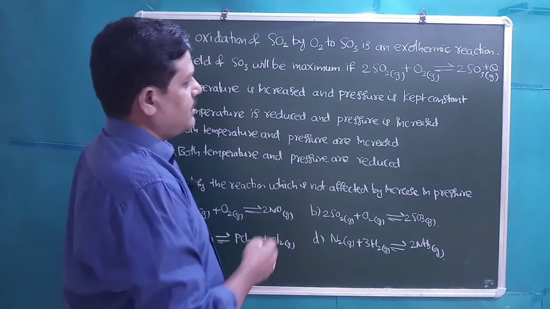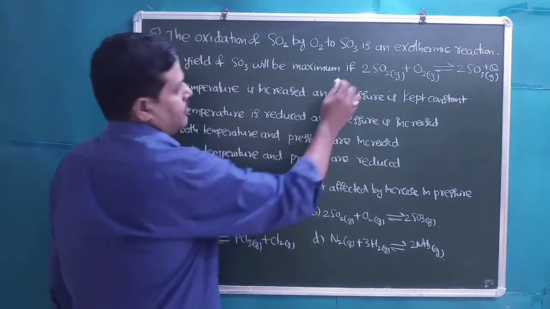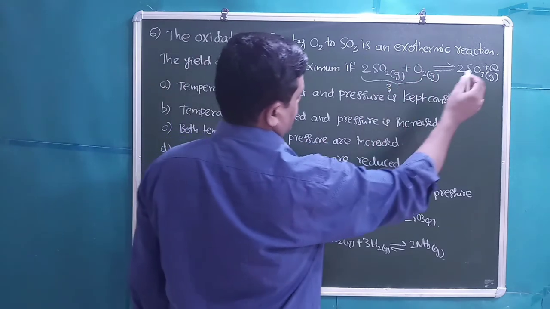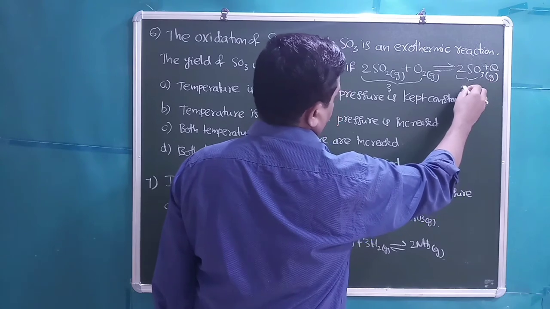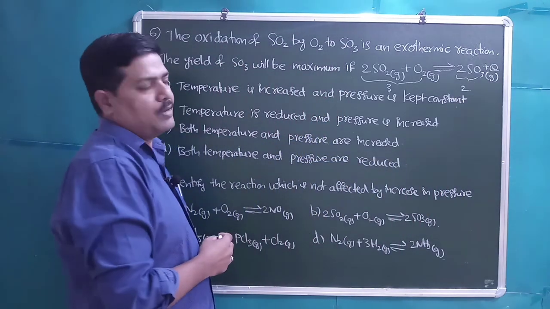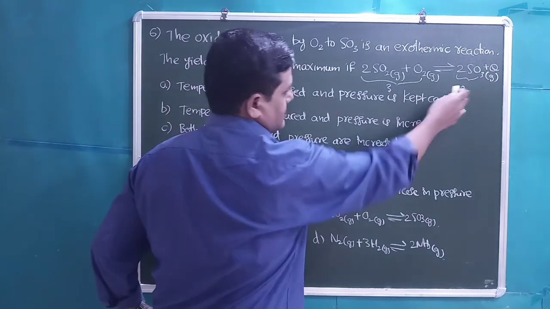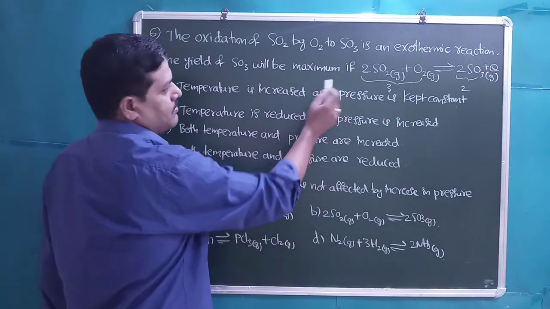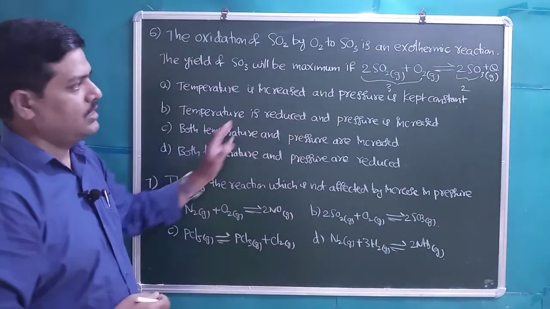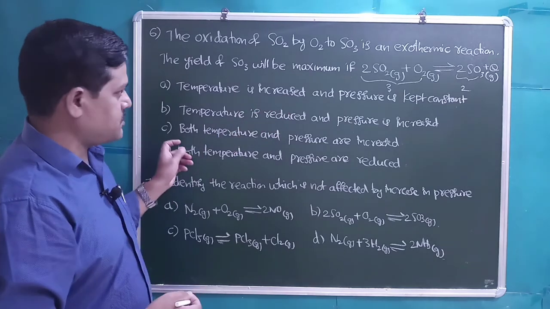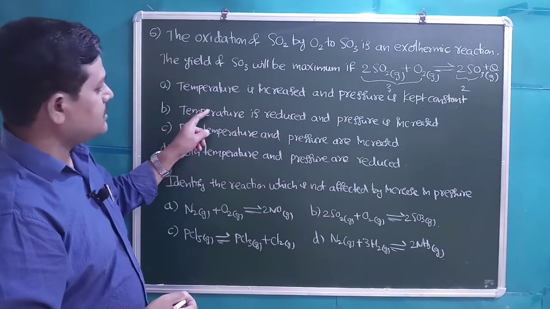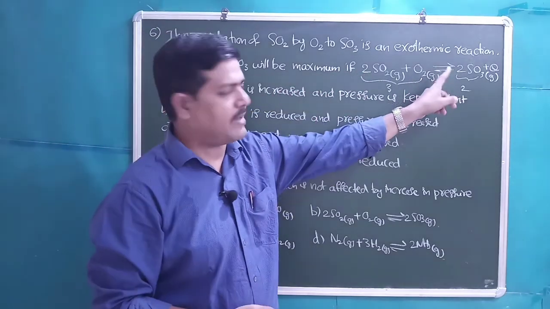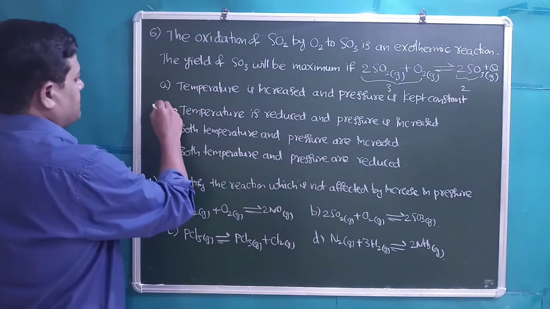So for this reaction to get the maximum yield of SO3, temperature should be reduced. And when we take pressure into consideration, the number of gaseous moles of reactants is 2 plus 1, 3 moles. Product side we have 2 moles. As the pressure is increased, equilibrium will shift towards the lesser number of moles. So high pressure and low temperature are required for maximum yield of SO3 in this reaction. Now which is the appropriate option, let us check. Lower temperature and high pressure are required to get maximum yield of SO3. So option B is right.